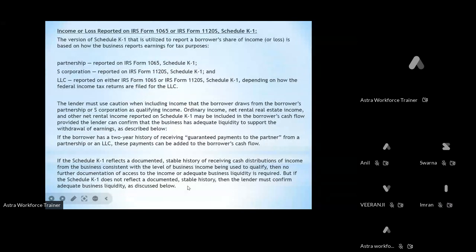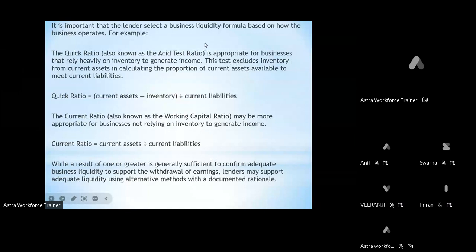Okay, so we need to verify the documentation. If the borrower's K-1 shows details of the stable income, we don't require additional documentation. Otherwise, we would require proof of how the borrower has adequate business liquidity. It is important that lenders select the business liquidity formula based on how the business operates.